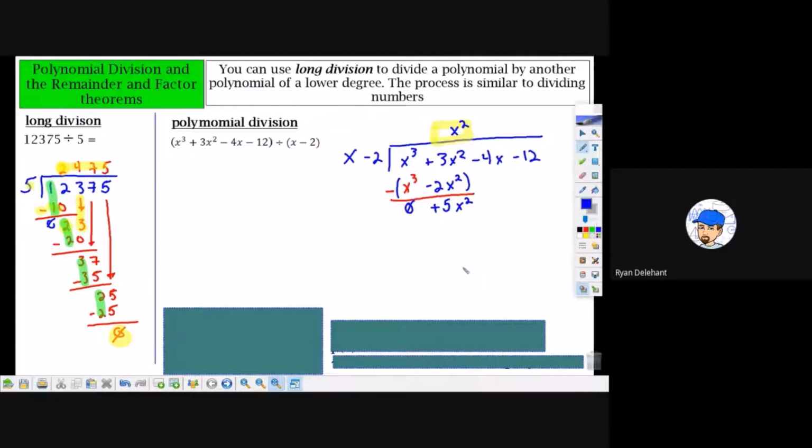That's a positive 5x squared because we're subtracting a negative. Notice that I put parentheses around this. Okay? So the 0 is there, that's fine. The next step was to pull down the next term, so we had 2. And we are going to subtract.